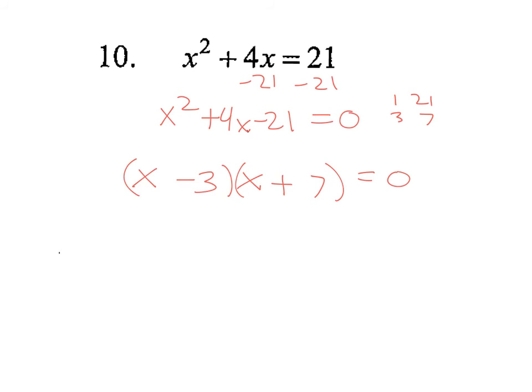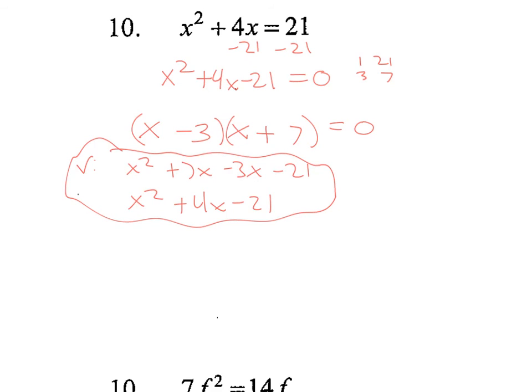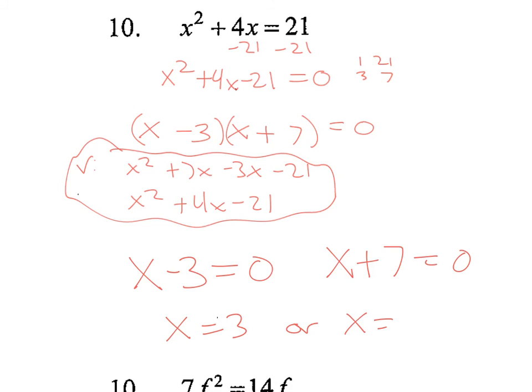So that's my factor. We'll do our check line. X squared plus 7x minus 3x minus 21. So that's x squared plus 4x minus 21. So my check line worked. We got the right factors. And now I can split it up. Once you get it into factored form, you can use the zero product property to split it up into x minus 3 equals 0 and x plus 7 equals 0 to give me the answers x equals 3 or x equals negative 7.